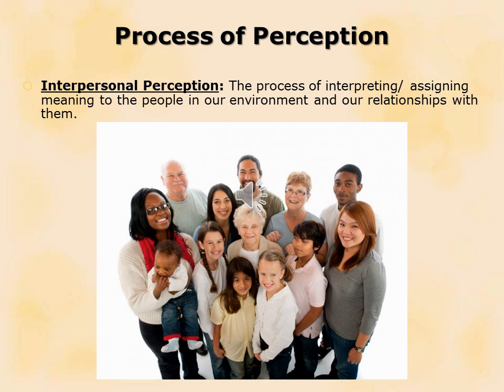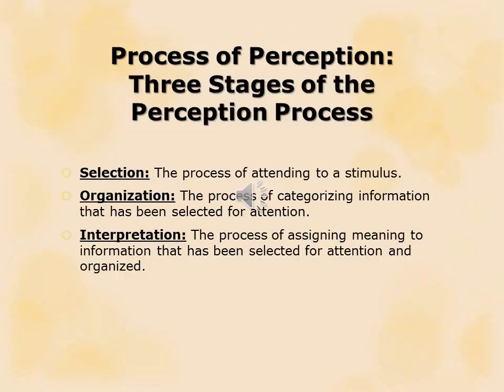This could be one unified family. It could be a collection of people just brought together for a photograph. Based upon who you are, you will see the people in this image differently, and that is your interpersonal perception. There are 3 stages in the perception process, the first of which is selection, followed by organization, and finally interpretation.